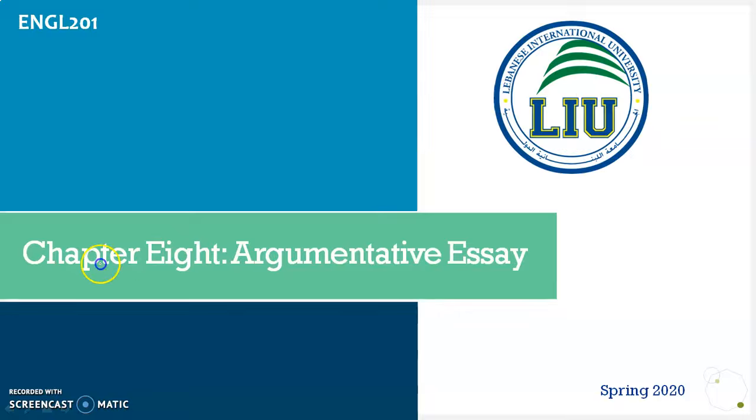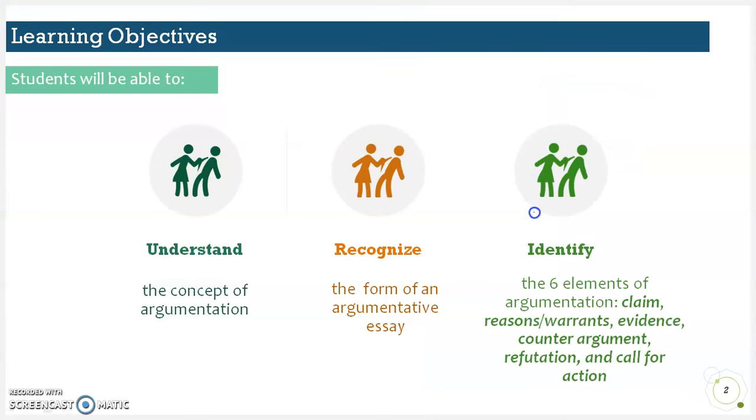Last week we started with Chapter 8, Argumentative Essay. This is Part 2. Let's remember that in Part 1, we covered what the concept of argumentation is, the form of an argumentative essay, and 3 of the 6 elements of the argumentative essay. In this week's tutorial, we will be covering the counterargument, refutation, and call for action.